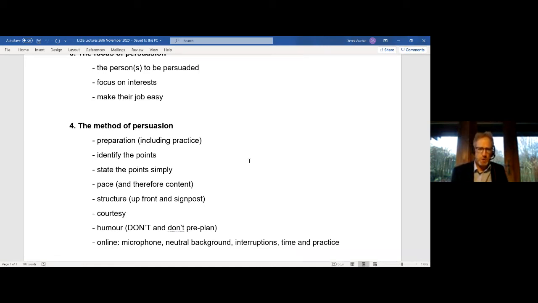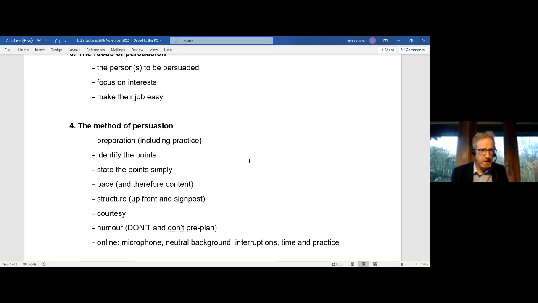Structure is important. I've tried to do that with you this morning. So I've said up front what I'm going to talk about. I'm signposting, I'm telling you when I'm moving on to the next topic. It's important because it makes it far easier to follow. You're making the job of the decision maker easy.